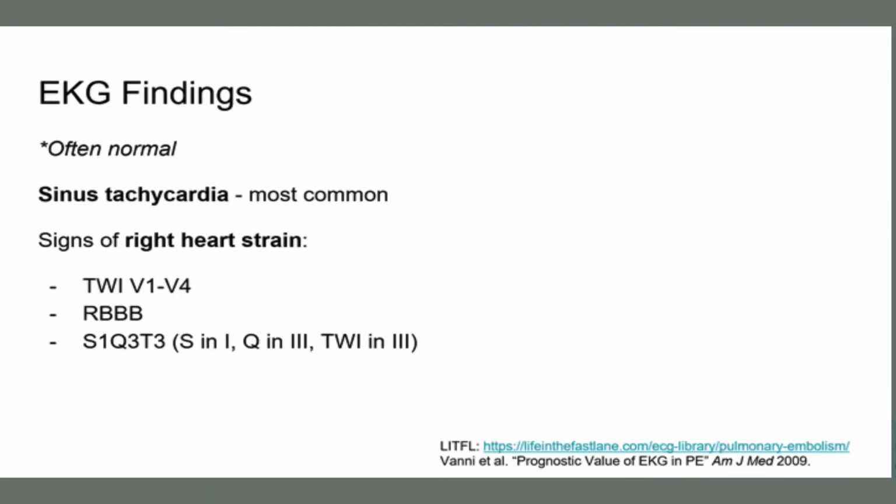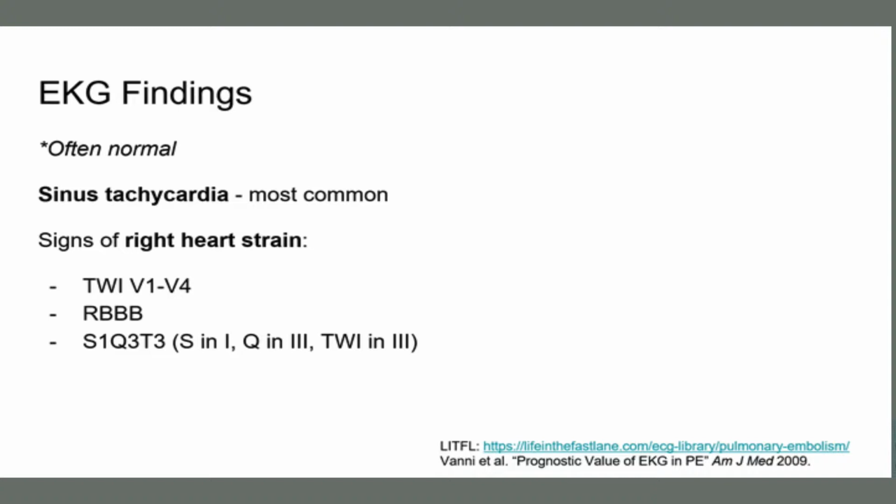The EKG findings first. EKGs are often normal in the setting of a pulmonary embolism. The most common presentation is simply sinus tachycardia, which can be caused by a lot of things in sick patients. But the one thing you definitely want to be looking for on an EKG with suspected PE are signs of right heart strain. Saying, is there a clot that is causing strain on the right side of the heart?